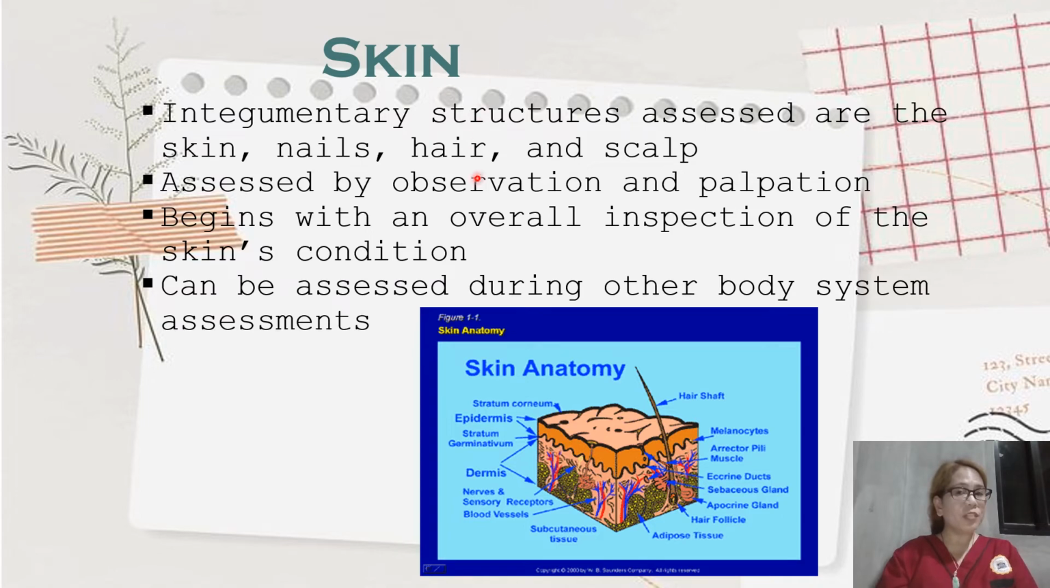Now let's proceed to the skin. After doing the general survey or the appearance of your client, let's proceed. The next step is to check the skin of your client. Of course, again, your skin is the largest organ of our body. So integumentary structures assess our skin, the nails, the hair, and the scalp. Okay, assessed by observation, and you can use your palpation as well.